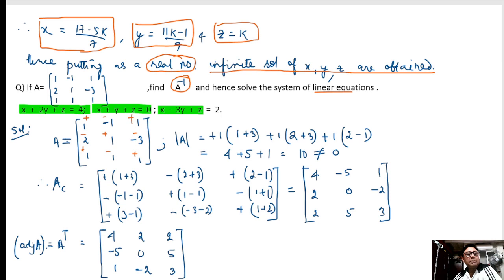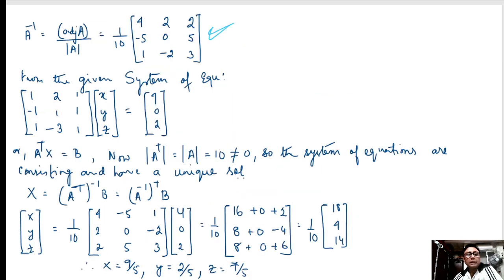Okay, what is the B matrix? The B matrix is this: 4, 0 and 2. This is the B matrix. Clear? So now watch one thing.